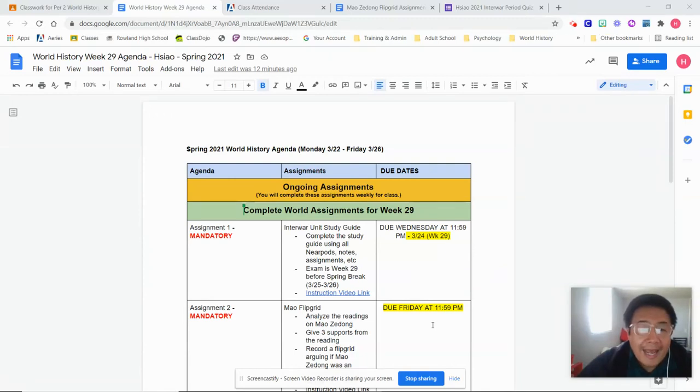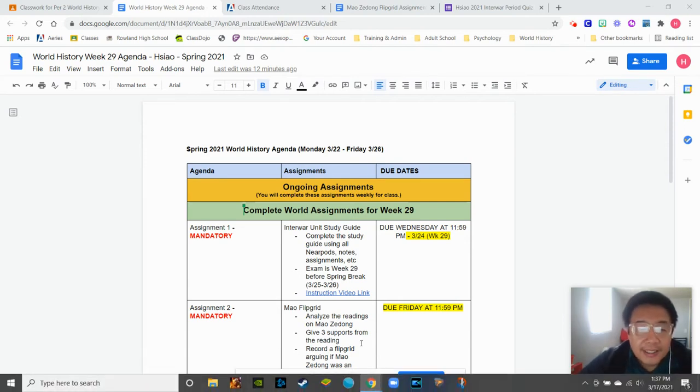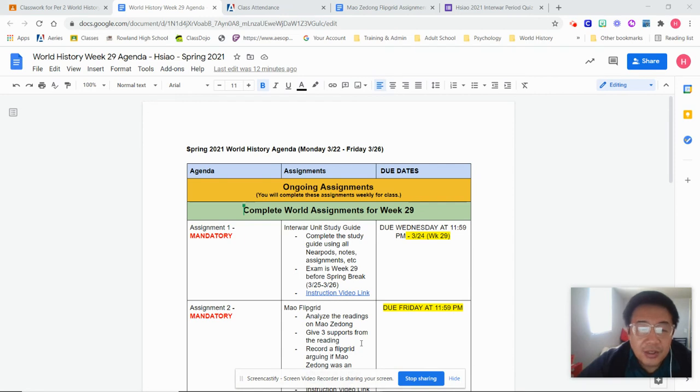We are going to be looking at assignment number two. It's going to be a Flipgrid, a short Flipgrid, but it's going to be revolving around a world leader. His name is Mao Zedong. And so we're going to be looking at a couple of items that are attached to that assignment.